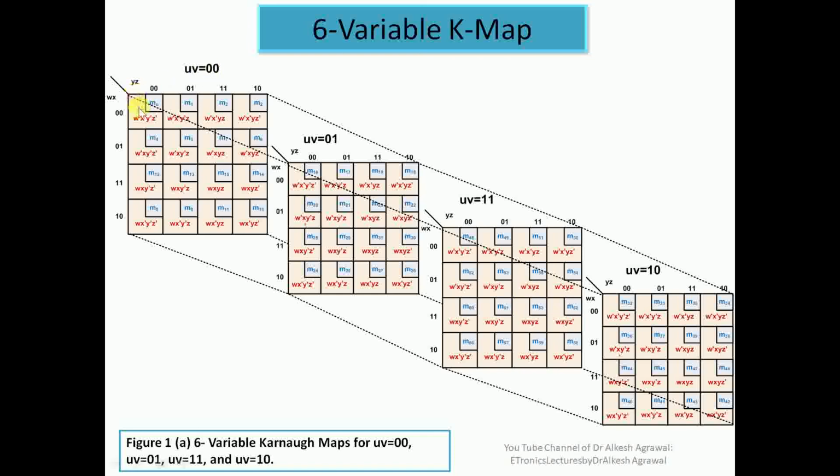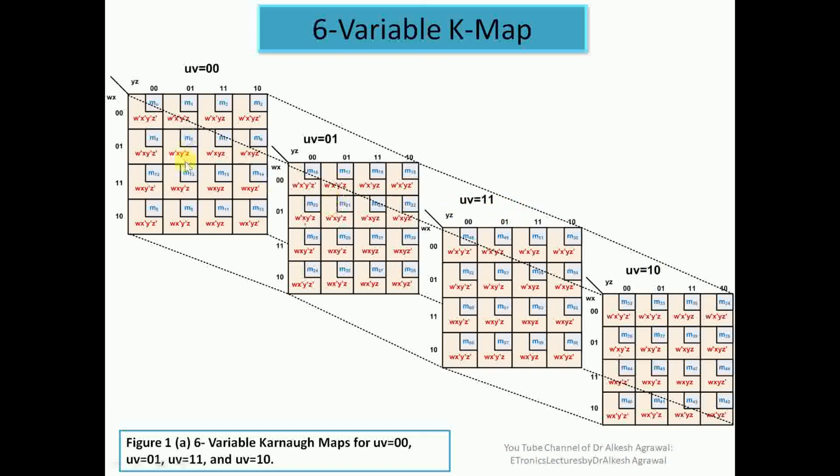So if we see in all, the first minterm in the first map is M0 and the last minterm in the map UV equal to 11 is M63. So in all we have 64 minterms that are plotted in the six variable K-map that comprises four different maps. One map is for UV equal to 00, another map is for UV equal to 01, then UV 11 and UV 10.